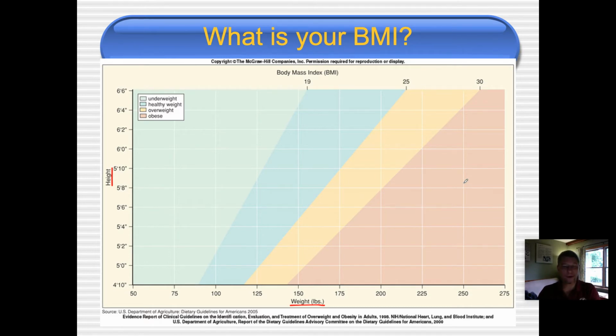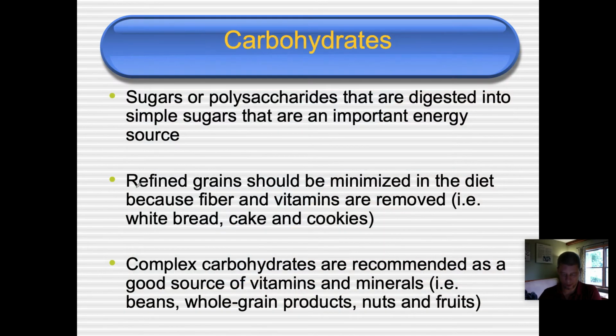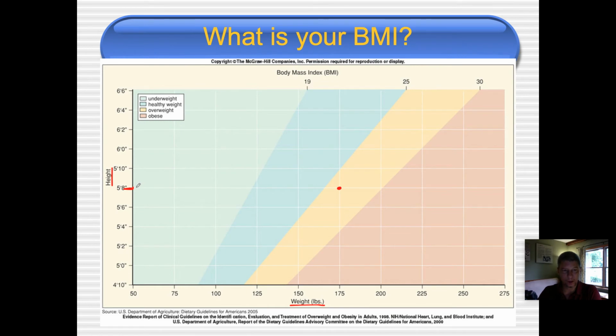Now, how do you figure out your own BMI? Let's say, for example, that you were 5'8" and you weighed 175 pounds. That puts you right here. You can see going all the way across and then down, that puts you at obese. I'm sorry, that puts you at overweight. Now if you're 6'2" and only weigh 100 pounds, that puts you at underweight. And again, the healthy region is between this line, approximately, and this line.